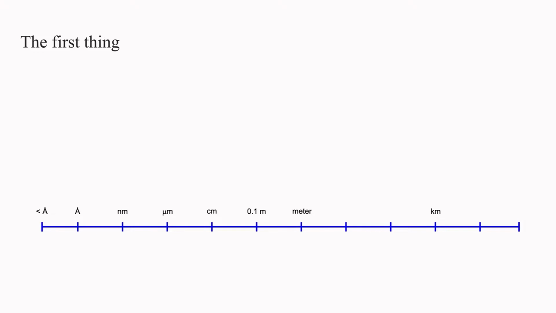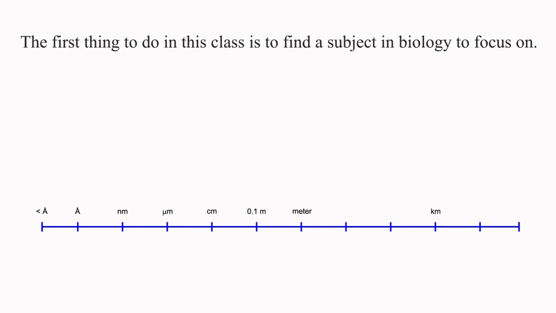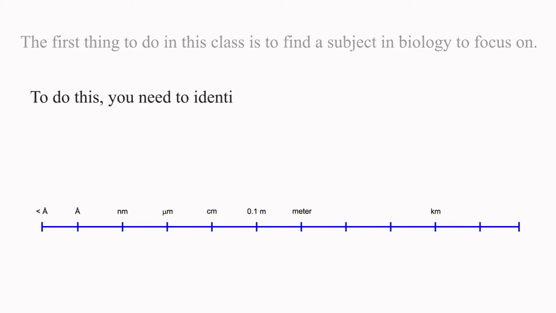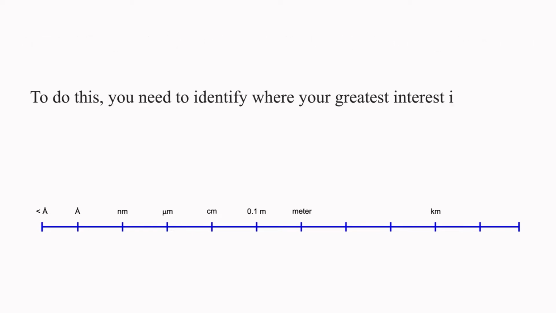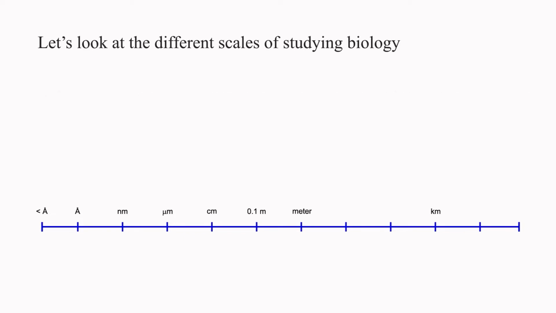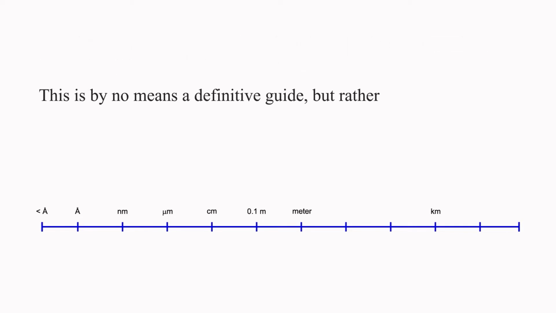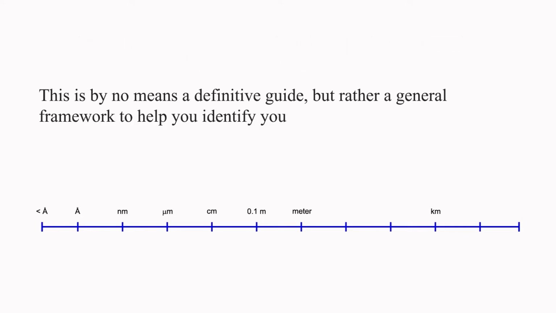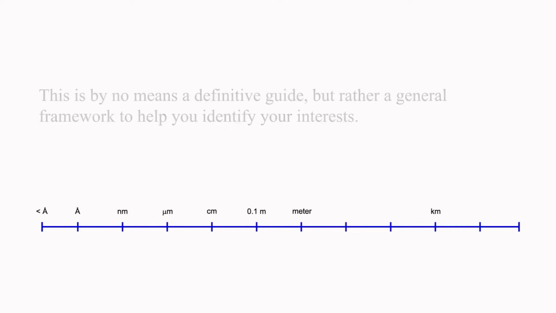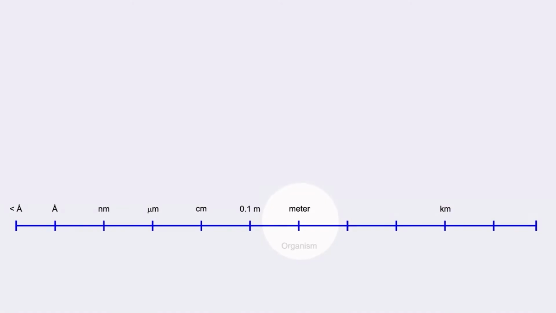The first thing to do in this class is to find a subject in biology to focus on. To do this, you need to identify where your greatest interest is in biology. Let's look at the different scales of studying biology and see how different aspects of biology fit into them. This is by no means a definitive guide, but rather a general framework to help you identify your interests. Also, I'm focusing on human biology, as that is my particular interest.